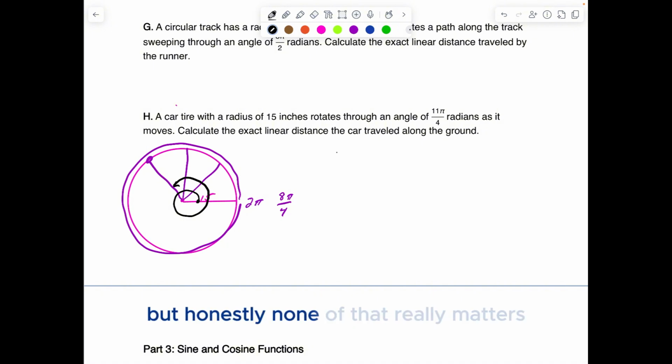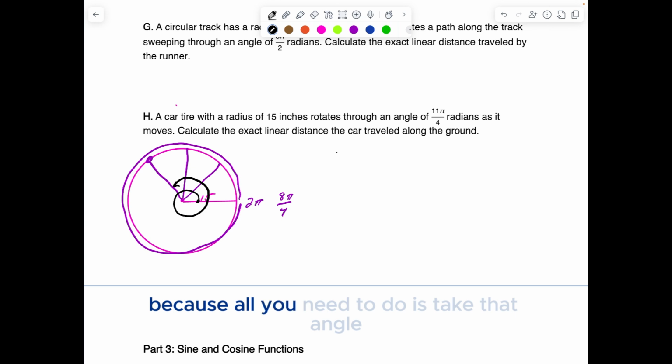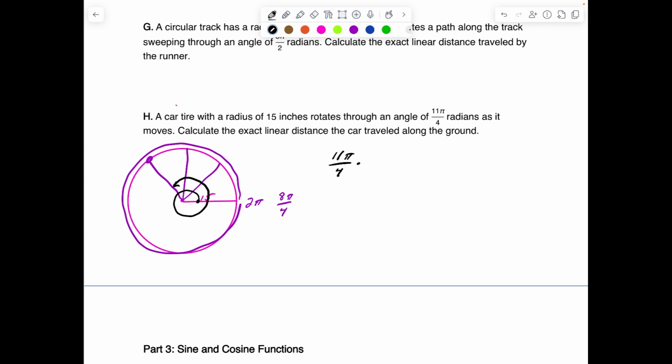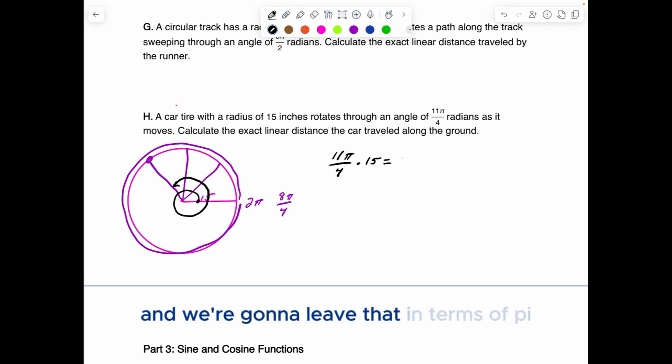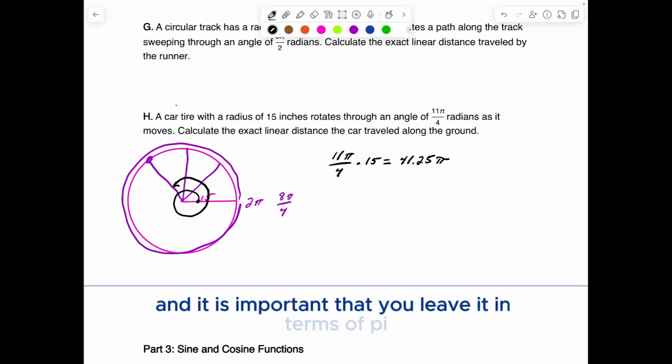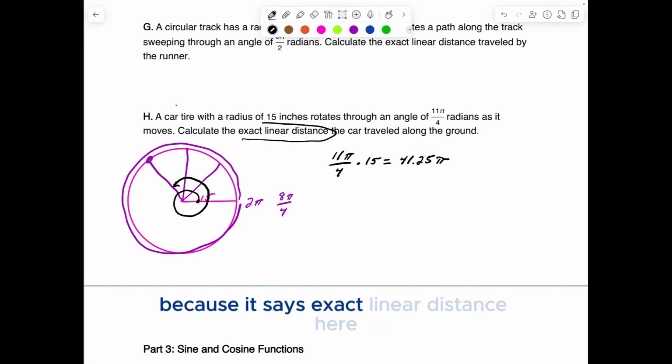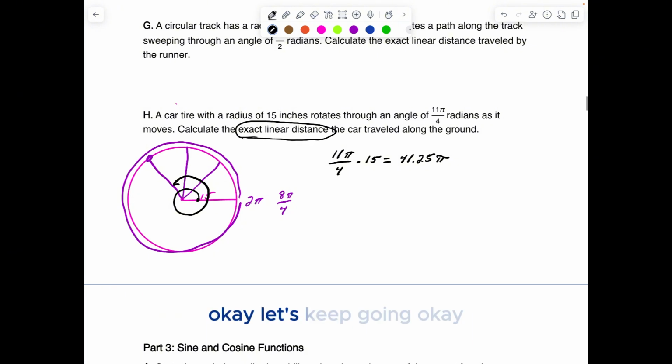But honestly, none of that really matters, because all you need to do is take that angle, 11 pi over 4, and multiply it by the radius of the circle. We're going to leave that in terms of pi, and it's going to end up being 41.25 pi. It is important that you leave it in terms of pi, because it says exact linear distance here. Okay, let's keep going.